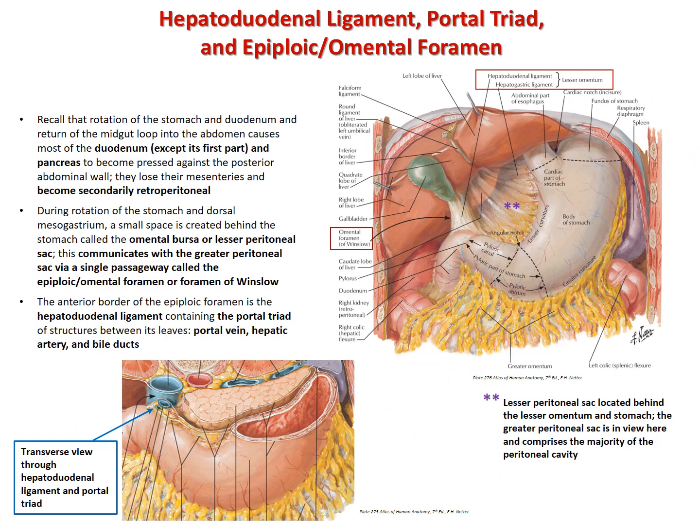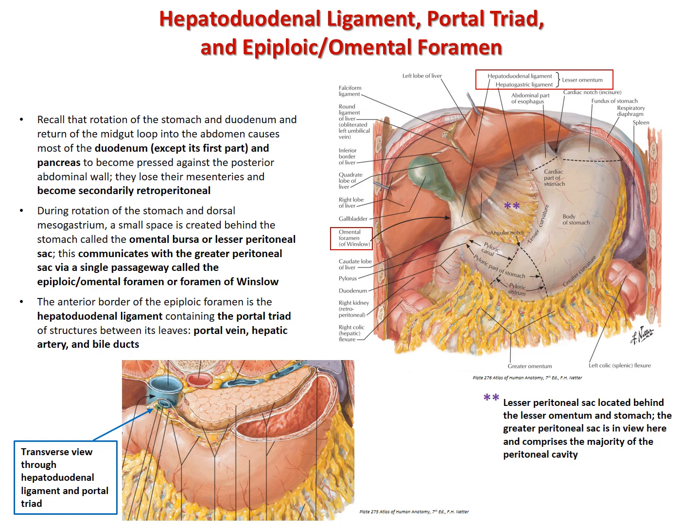This slide wraps up the remaining embryologic details I wish to convey and relates several of these to the adult configuration you are likely to encounter in the dissection lab. Recall that with the rotation of the duodenum and stomach and the return of the midgut loop into the abdomen, most of the duodenum, except its first part, and the pancreas get pressed against the posterior abdominal wall. Their mesentery fuses with the parietal peritoneum of the abdominal wall, and these structures become secondarily retroperitoneal. Only their anterior surfaces are covered by peritoneum.